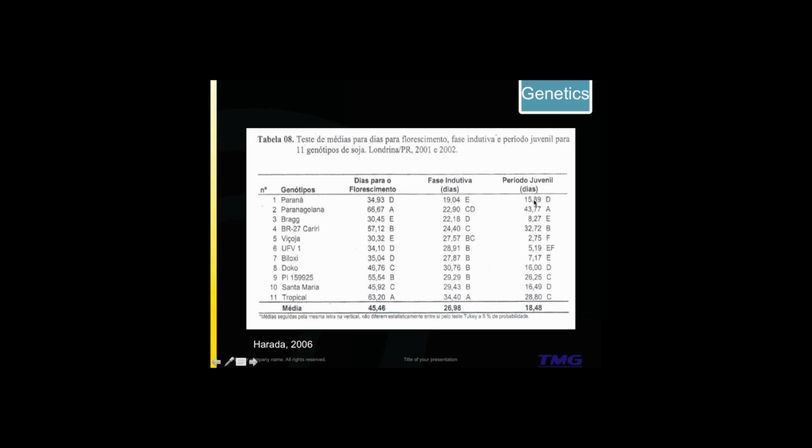So one can find different genotypes with different amounts of juvenile period, and essentially they may be either different alleles of the same locus, or different loci. The genetics that we try to keep to be practical. We try to make things easier.